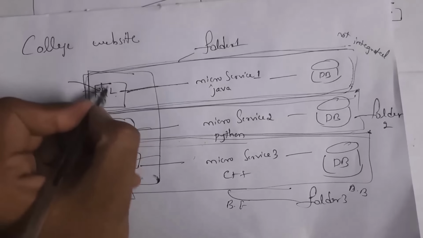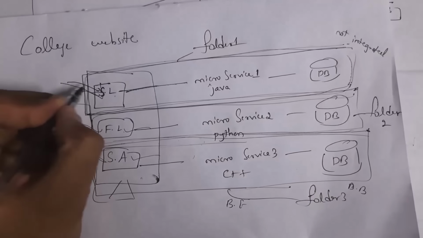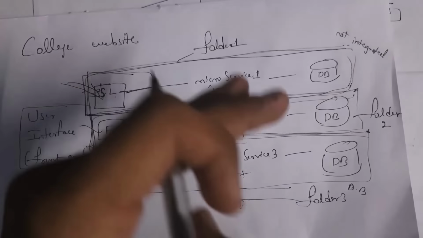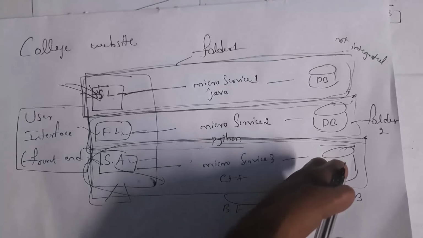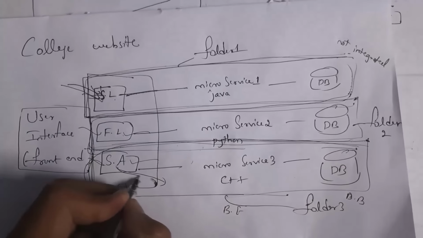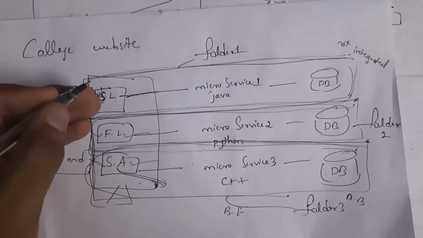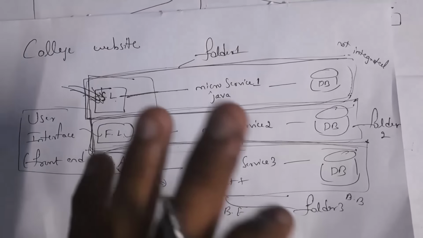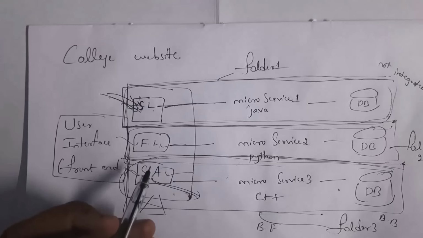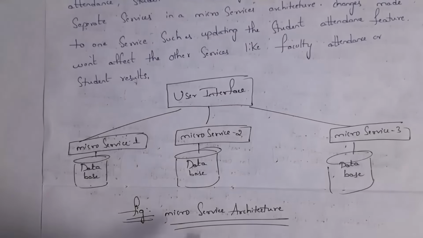For example, in student login form, I wrote some spelling mistake. So whenever I perform changes, it will not affect the remaining folders as all these folders are not integrated to each other. For example, due to some problem in the database, I cannot access student attendance. Even though you cannot access student attendance, you can access student login form and faculty login form because all these services are placed in different folders and they are not integrated to each other. So changes made in one folder will not affect other folders and also errors in one folder will not affect other folders. This is microservice architecture.